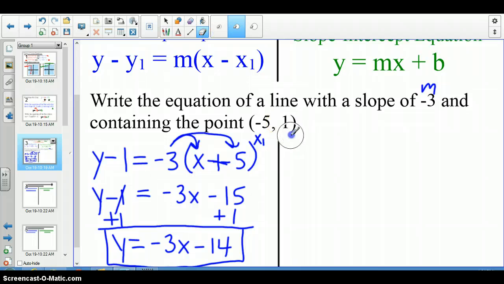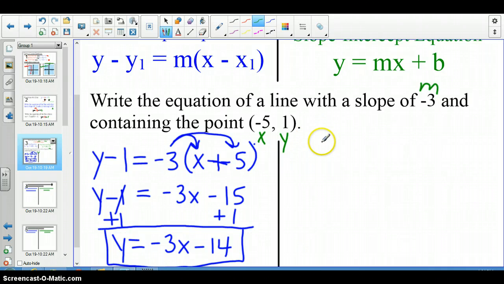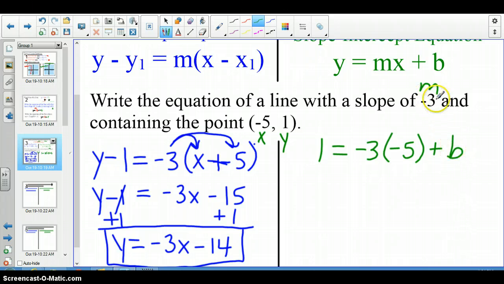Now, to do it the other way, to do it slope-intercept form, what I'm going to do is label my slope. Here's m. Now here, in this case, here's my x, here's my y. Now I'm going to replace x, y, and m into that equation with those numbers. So y is 1 equals my slope, negative 3, times x, which is negative 5, plus b. We need to find our b, our y-intercept, because we are given our slope. So now I need to multiply on the right side, so I have 15 plus b equals 1.